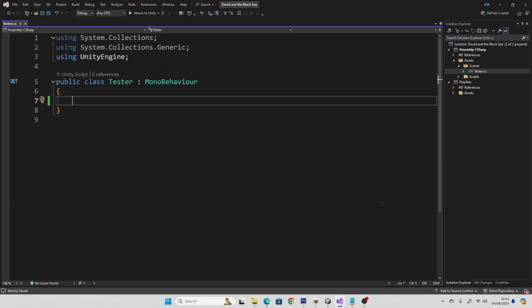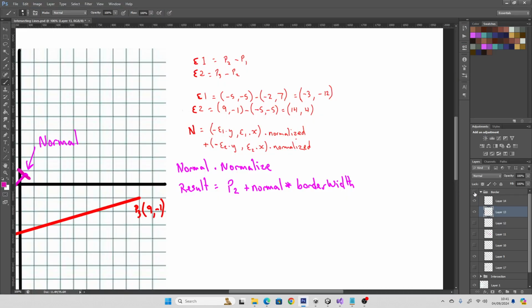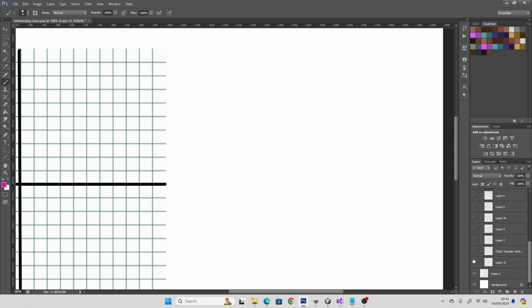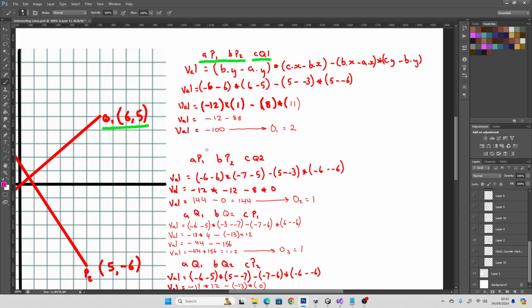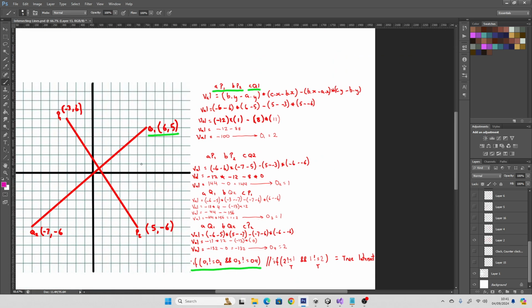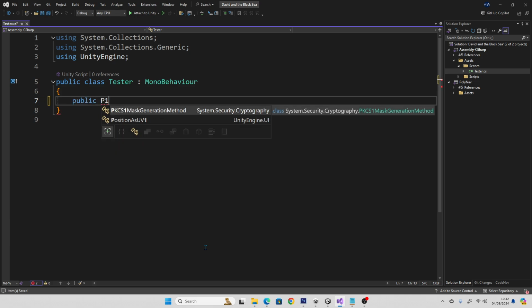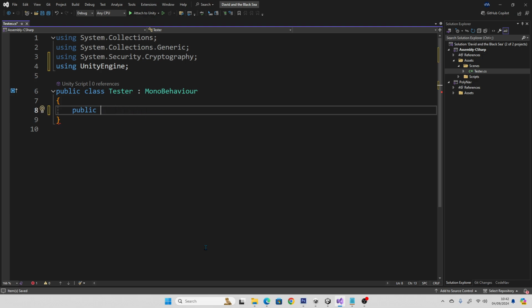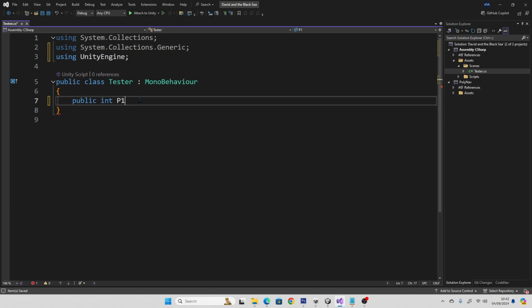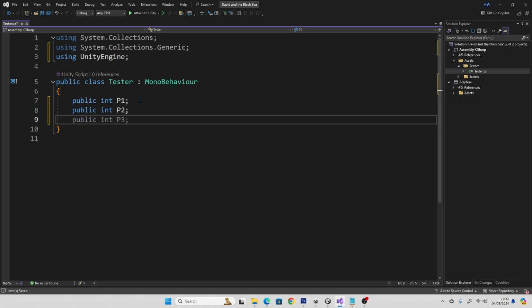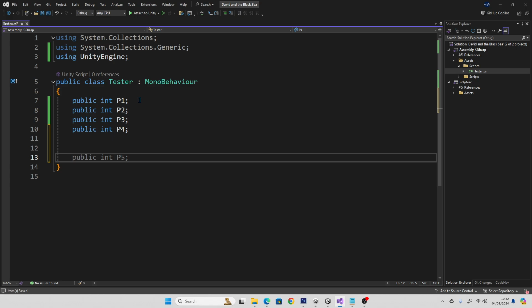All right. So what did we have when we were looking at our intersection? We have 4 points. So a point for line one and points for line two. And we can start off by just creating our 4 points. Let's call this P1. Nope. Sorry. We were using integers. So I'm going to use an int. P1. All right.